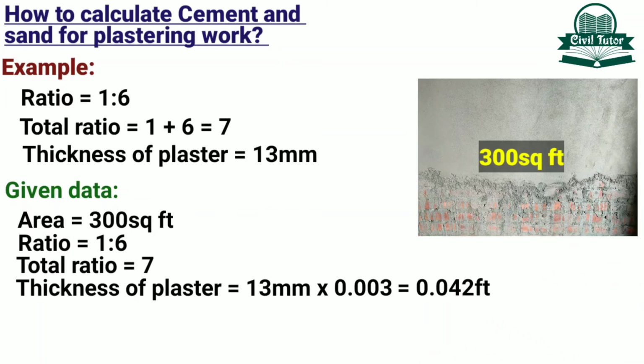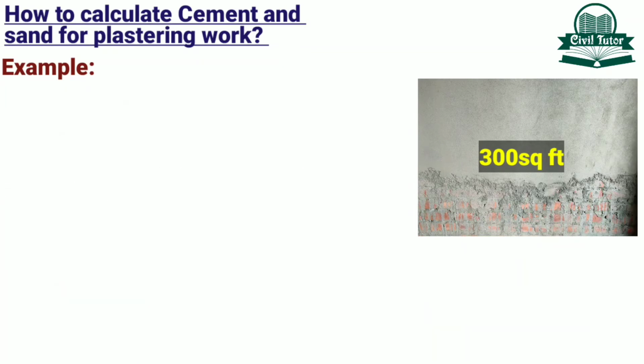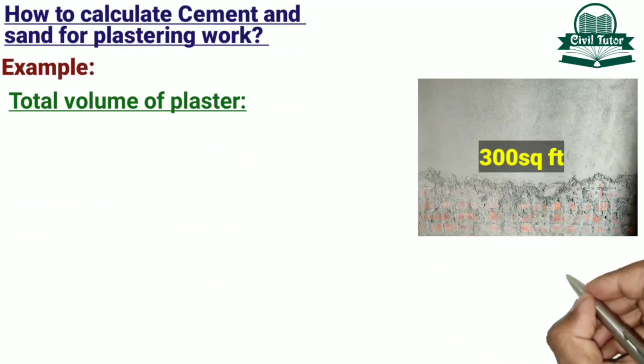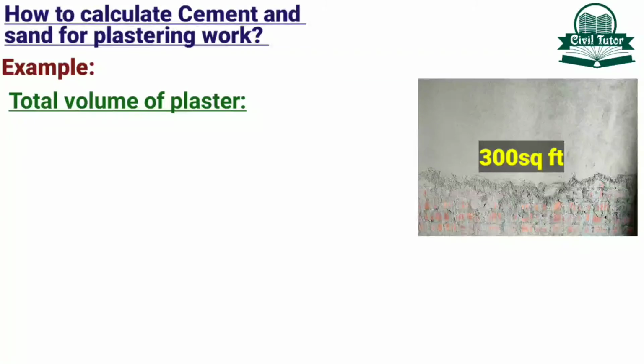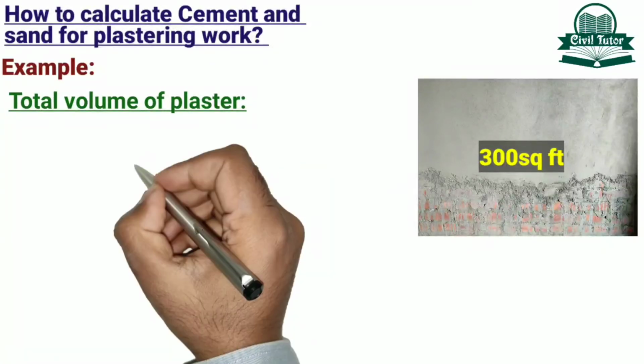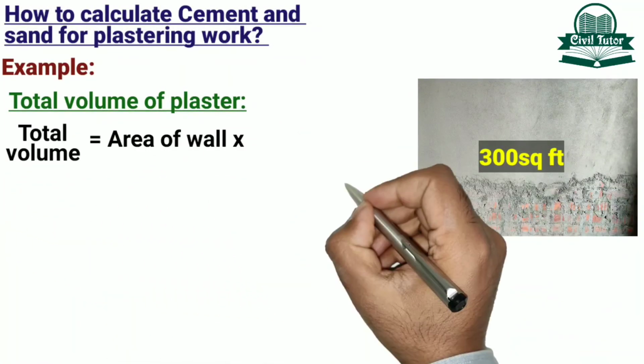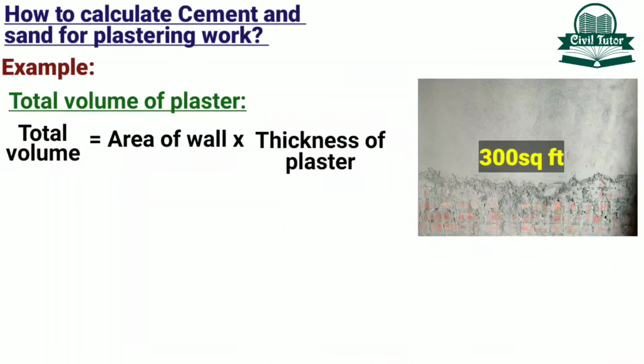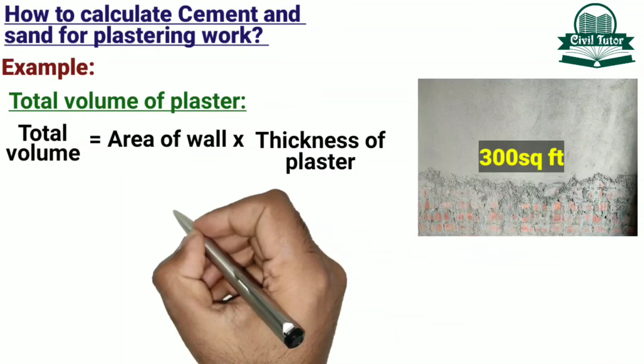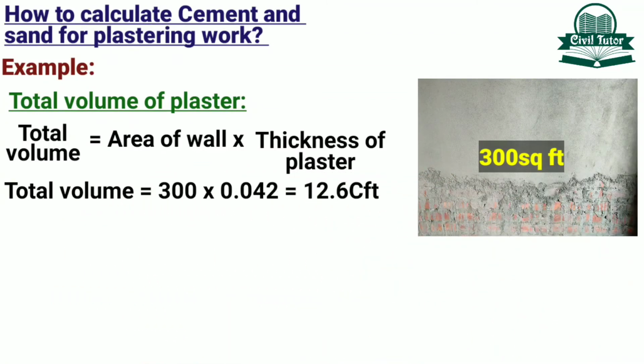To calculate the quantity of cement and sand, we need to calculate first the total volume of plaster, that is, volume of cement mortar. Total volume will be equal to area of wall into thickness of plaster. While area of wall is 300 square feet and thickness of plaster is 0.042 feet. So we will get the total volume equal to 12.6 cubic feet.